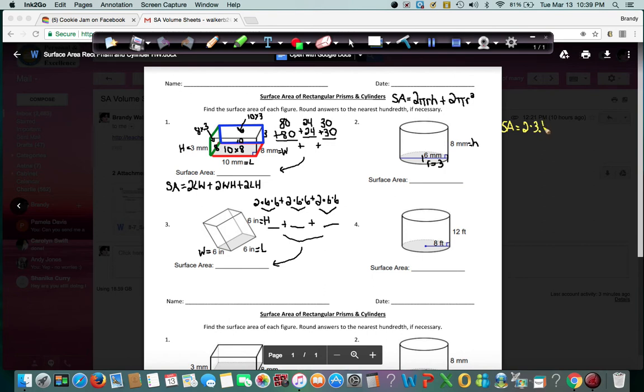and always use 3.14, times my radius, which we figured out was 3, times my height, which is 8. And I'm going to add that to the two areas of the bases. So 2 times pi again, times my radius squared. So remember, radius squared is different than saying 2 times the radius. Be careful with that. 2 times 3 is different than 3 squared.